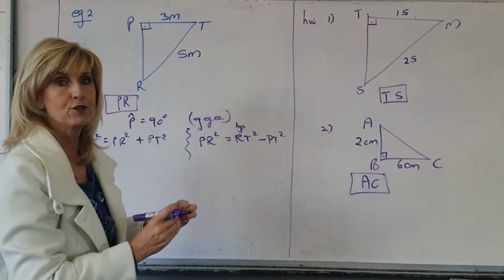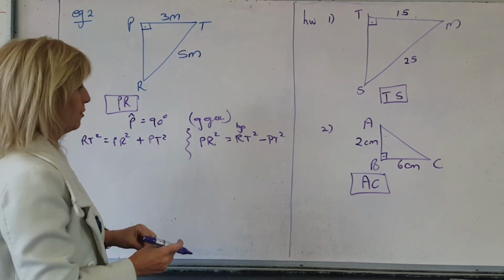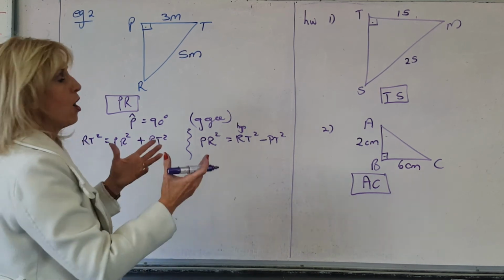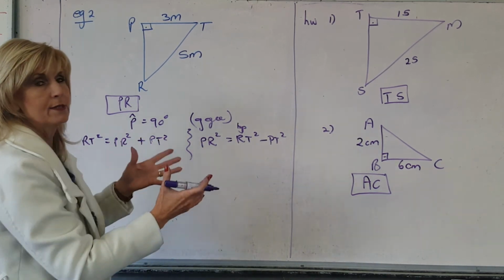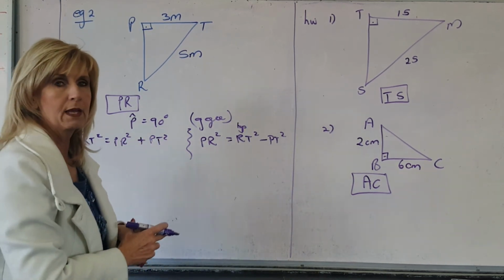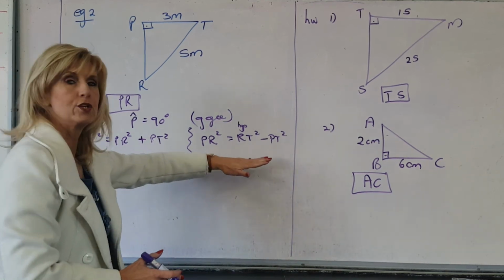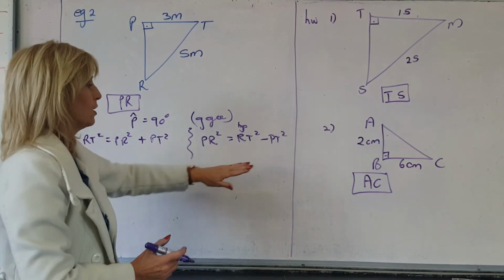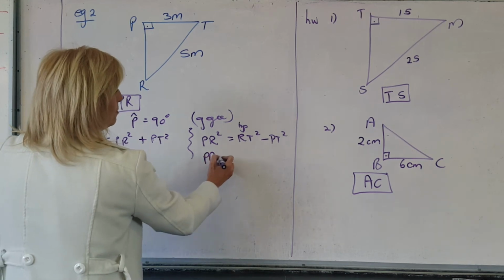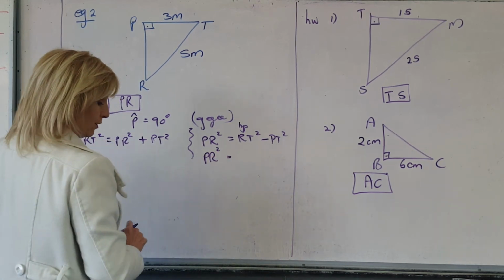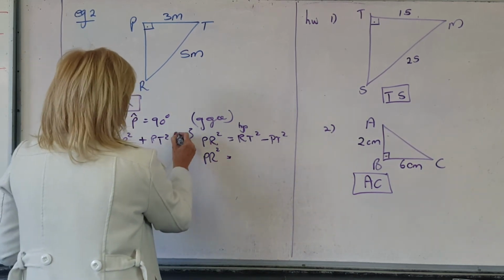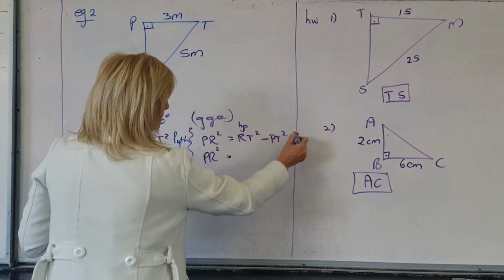Our answers have to be exactly the same. So we have to make a decision now. Are we going to sometimes do plus, sometimes do minus? Most kids go on and they say, I want to do this one. So for PR square, the one that I'm looking for, don't forget, whichever one you used, you have to say Pythagoras.